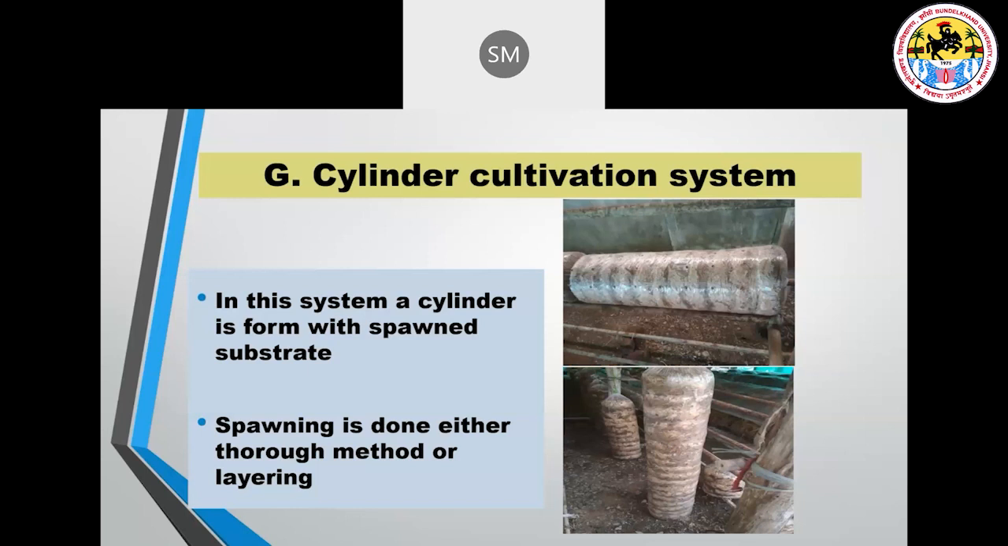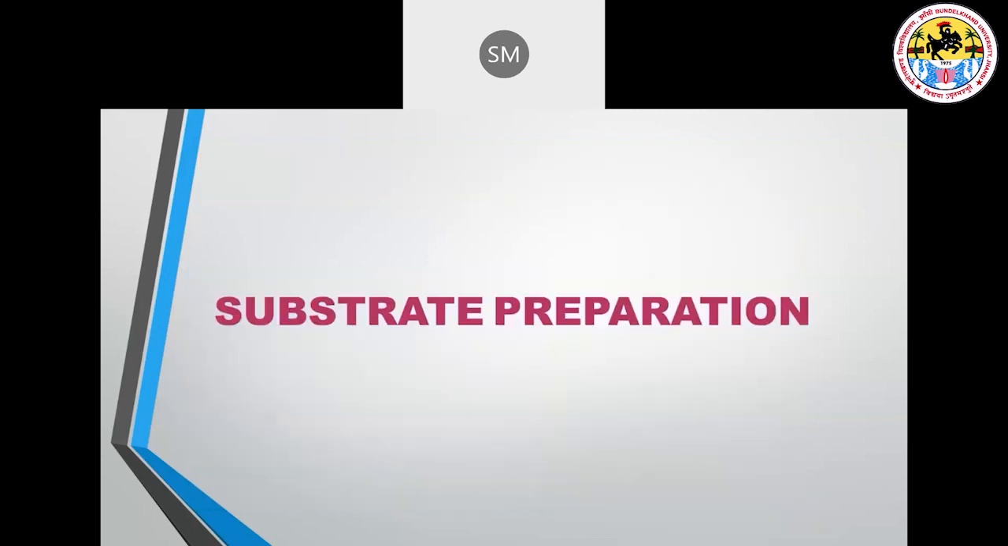So thorough spawning can also be done, mixing it into the substrate. This can also be done, but the majority of mushroom growers, Western mushroom growers, prefer the spawn layering method of spawning. But it consumes a high amount of spawn. Now these are the cultivation systems.